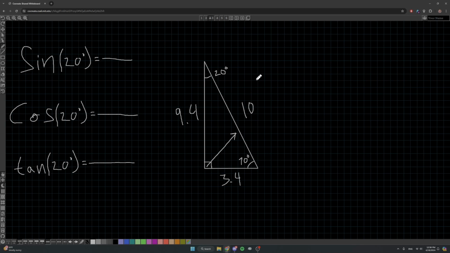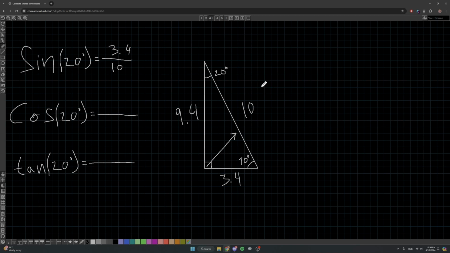The first step to calculate sine is to come to my angle, 20 degrees, and draw an arrow out from it. This arrow stops at the side labeled 3.4, so that's going to go on the top of my fraction. I'm going to get rid of this arrow now because it's kind of cluttering things up. And then what goes on the bottom of the fraction? The hypotenuse. Again, I'm telling you where these numbers come from, but I'm not telling you why I'm choosing them.